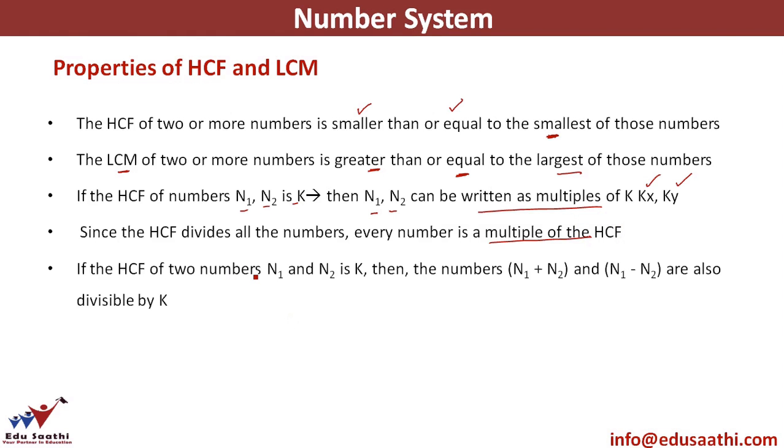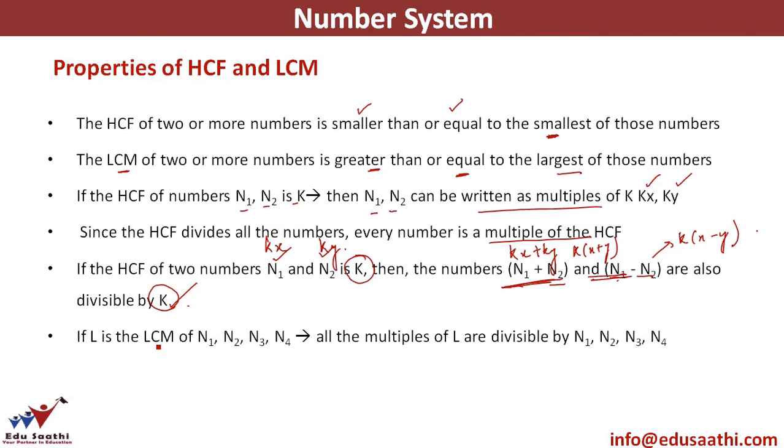If HCF of two numbers n1 and n2 is k, then if I add up the numbers or if I subtract the numbers, still they are divisible by k. If the HCF of two numbers is k, that means the first number would be kx and the second number would be ky. This will be kx plus ky. You can take k common, this will be k(x plus y). Again here you take k common, this will be k(x minus y). So even if you add both the numbers or subtract both the numbers, they are still divisible by k.